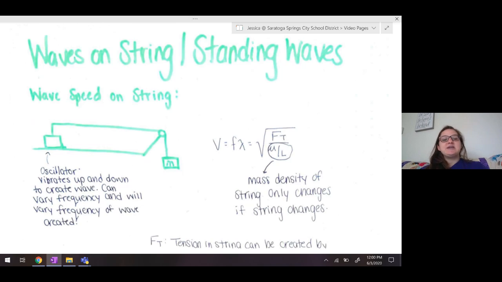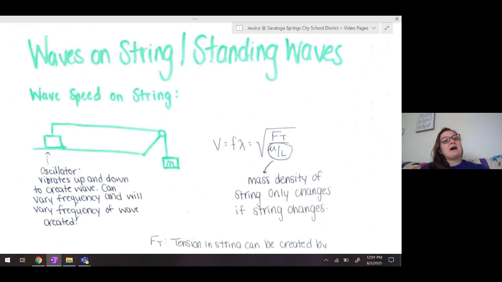This is a pretty typical setup for creating a wave on a string. On the left-hand side, we have what's called an oscillator, which vibrates that end of the string up and down to create the wave, because remember, waves are created by some type of oscillation or vibration. We're going to be sending transverse waves down the string, where the energy is traveling horizontally, but the individual particles are just bobbing up and down.